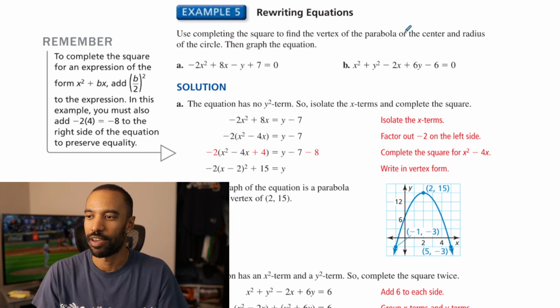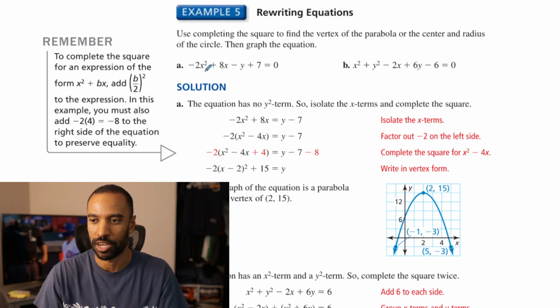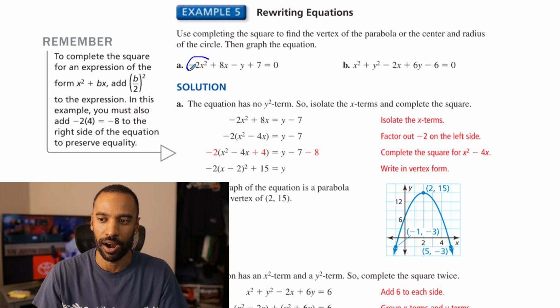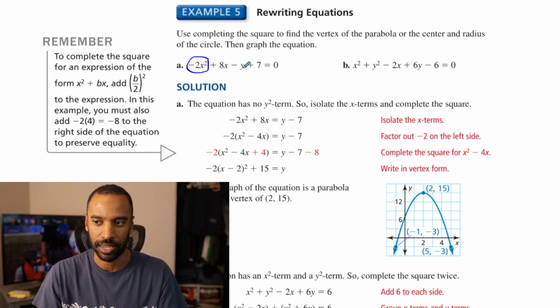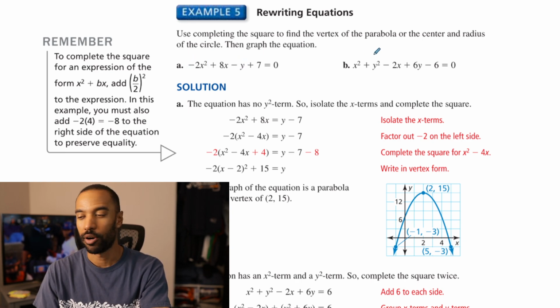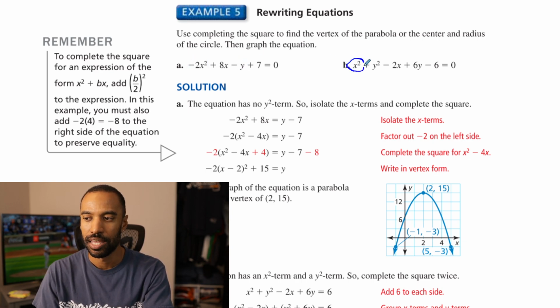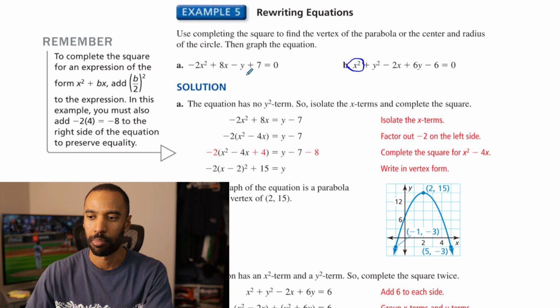Use completing the square to find the vertex of the parabola or the center and radius of the circle, then graph the equation. Now you have to recognize what kind of equation it's going to be based on the information. This one has an x squared, check. It doesn't have a y squared. Therefore, and there's a y here. Therefore, this is a parabola equation, not a circle. I'm already going to look at part B and tell you about this. This has an x squared and a y squared. This is going to be indicative of the equation of a circle. So this one is parabola.